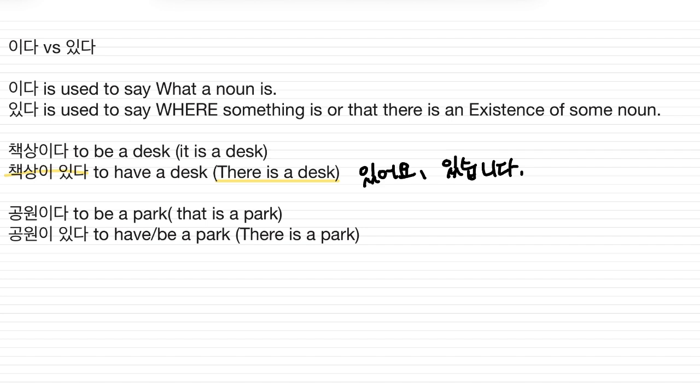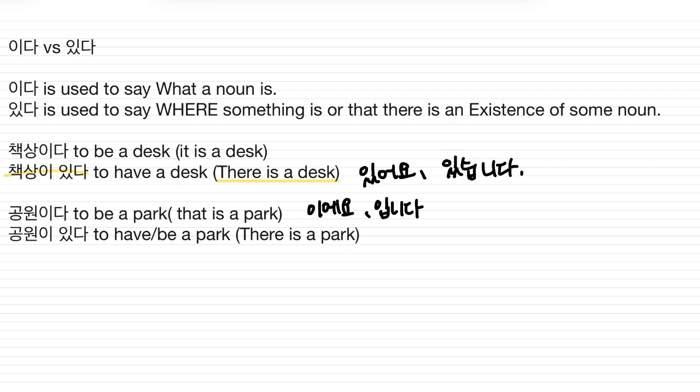자, and then to be a park, 공원이다. That is a park. This is a park, right? 공원이에요. 이다 changes to 이에요. 이에요. And then 입니다. 공원입니다. 공원이에요.